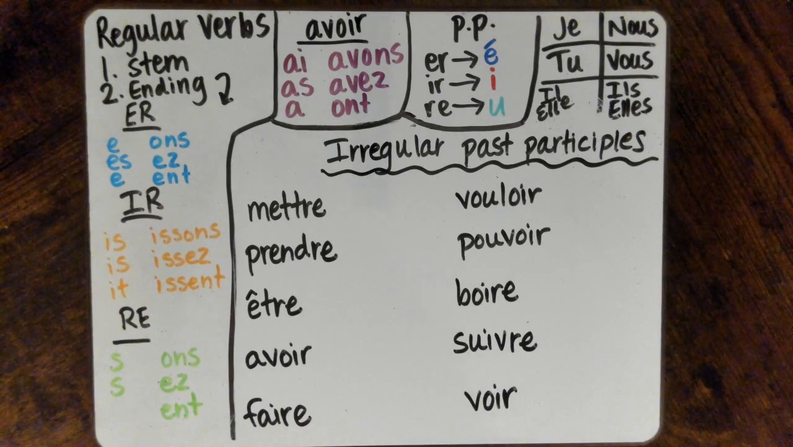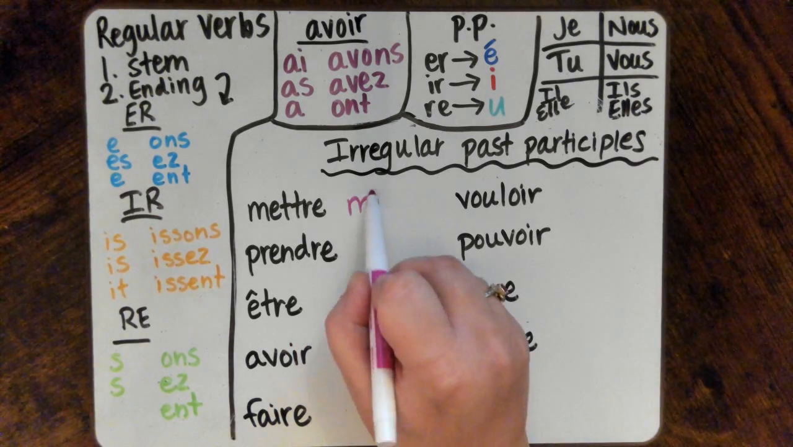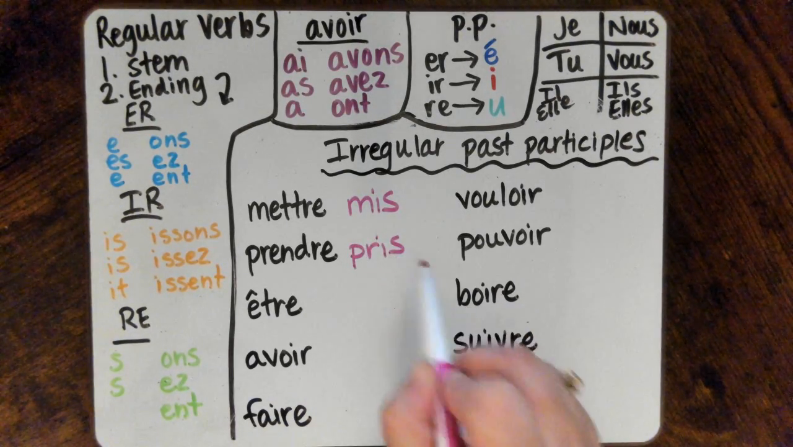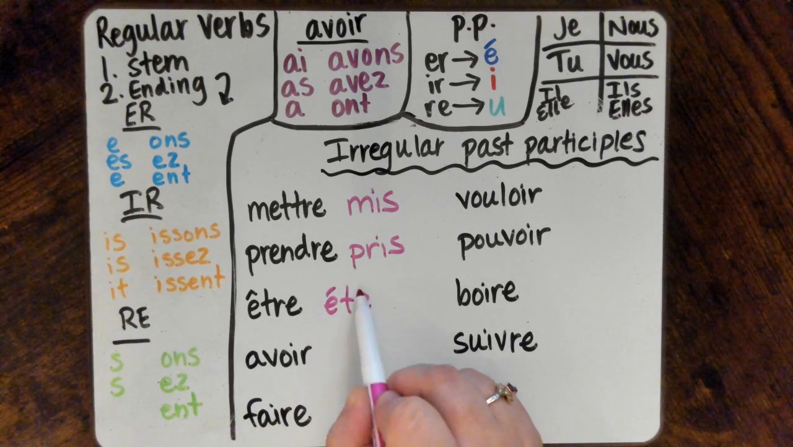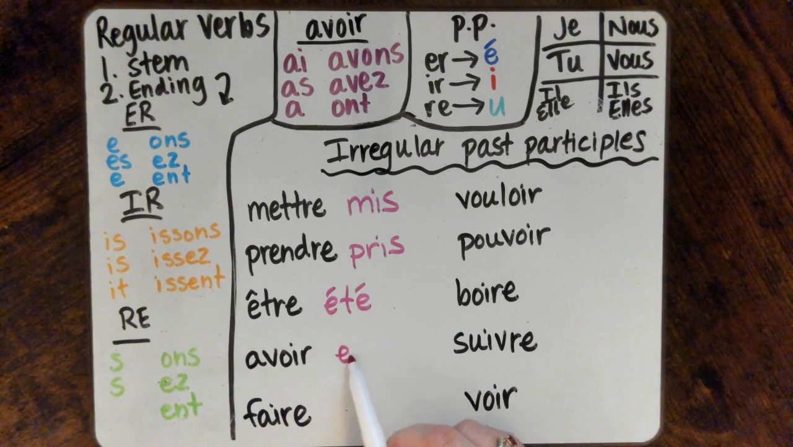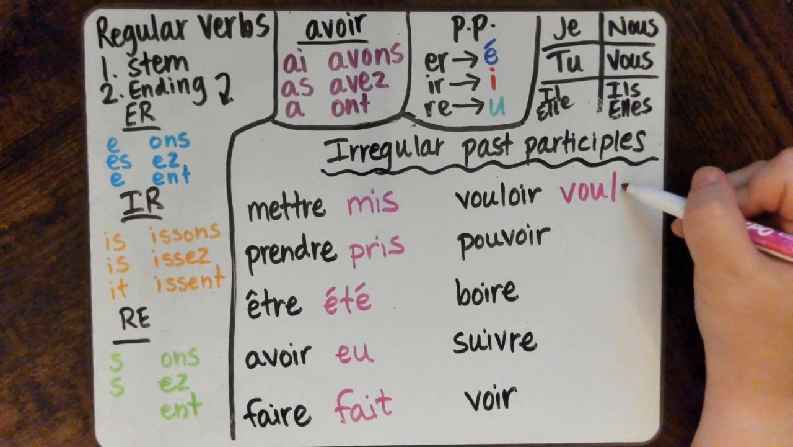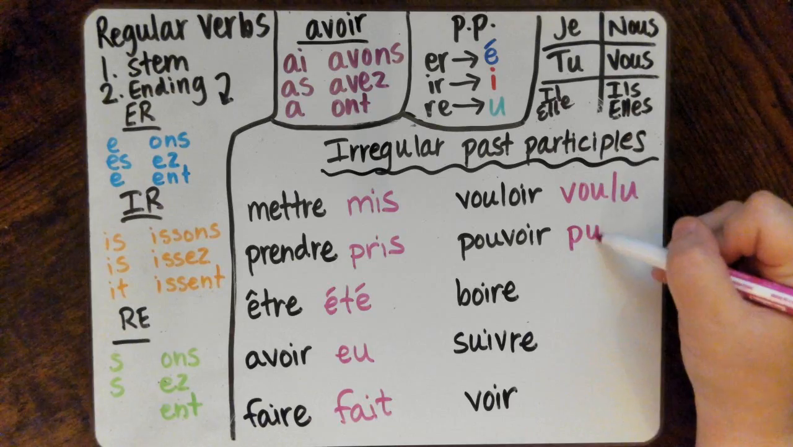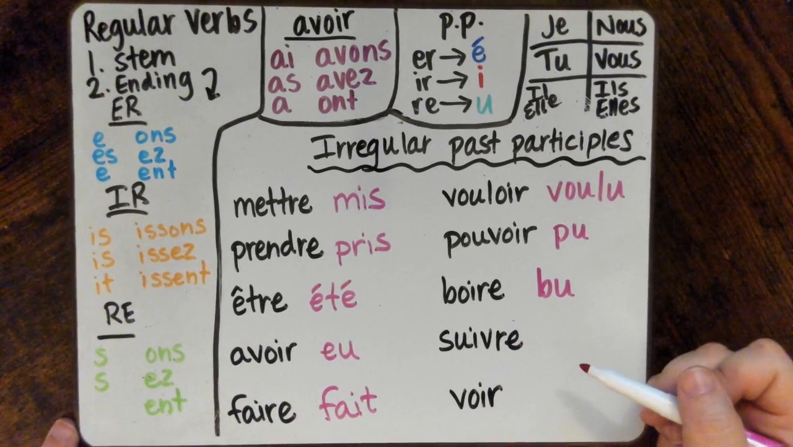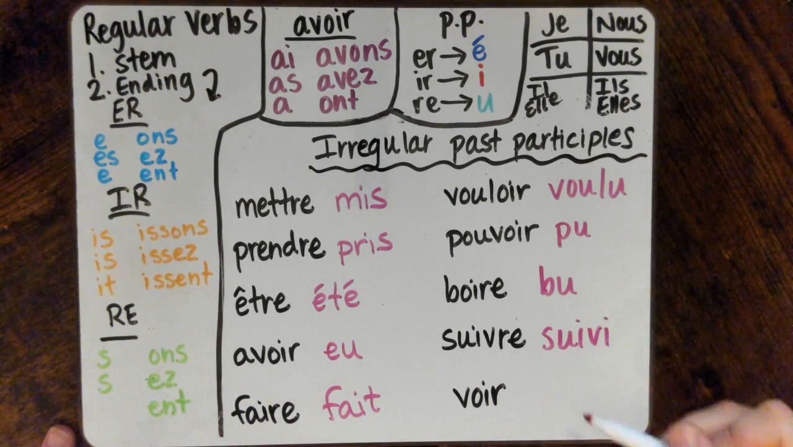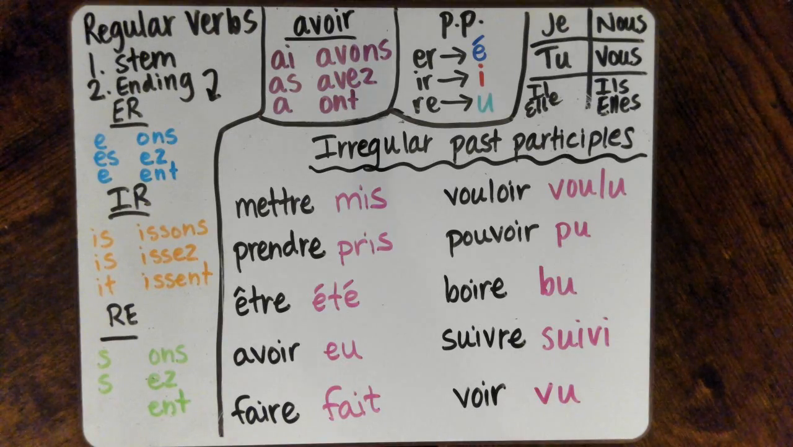So these are the irregular past participles for these. Mis, pris, été, eu, fait, voulu, pu, bu, suivi, and vu. And those are something that you would have to memorize. At the time where I'm making this video, you don't have to memorize them quite yet, but we are going to start learning them very soon. And you'll get more added to your plate.